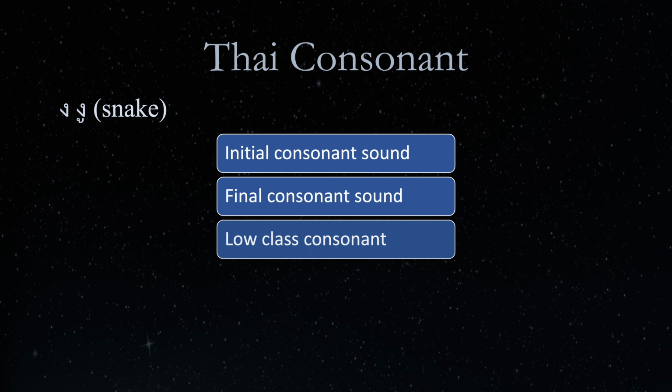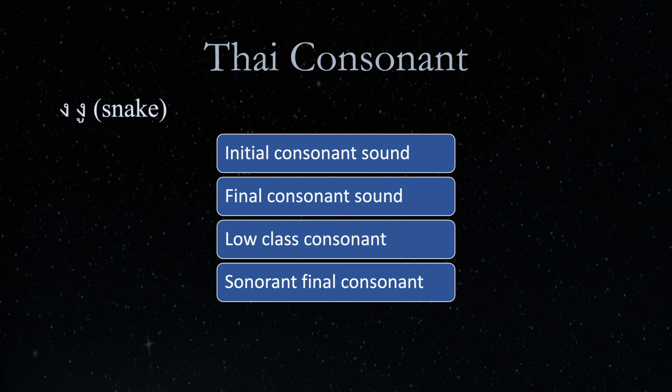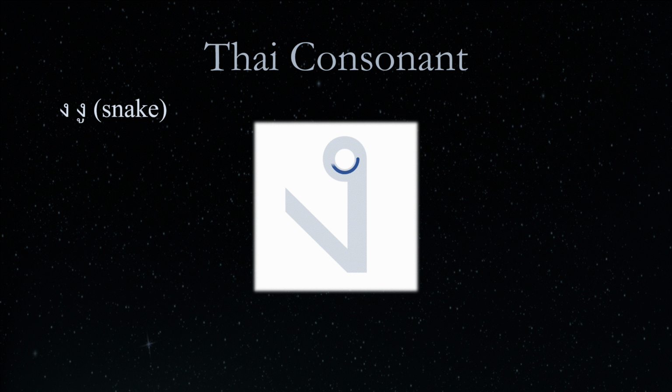Ng is a low-close consonant and a sonorant final consonant. This is how ng is written. Important here is to start by drawing the circle at the top right corner of the letter in the clockwise direction. If you then follow the illustration here, you should not have any problems writing ng from beginning to end without raising the pen.